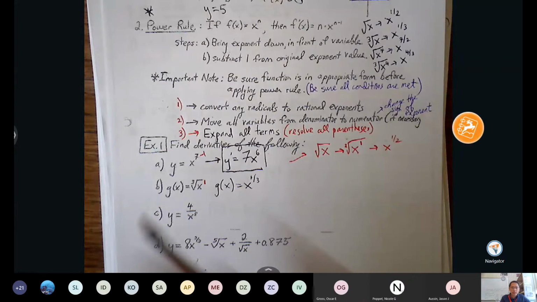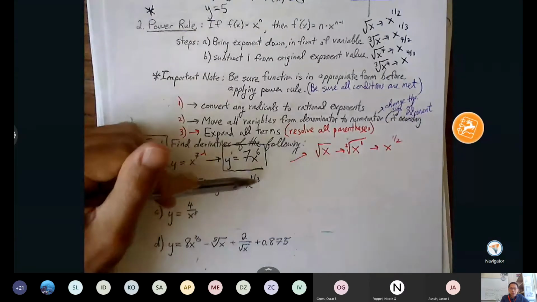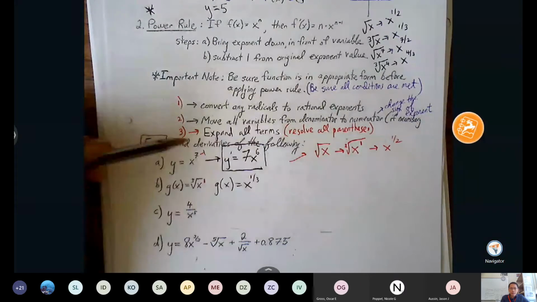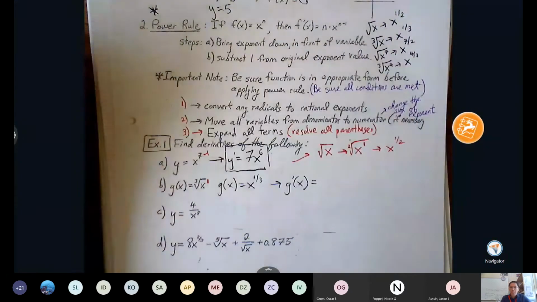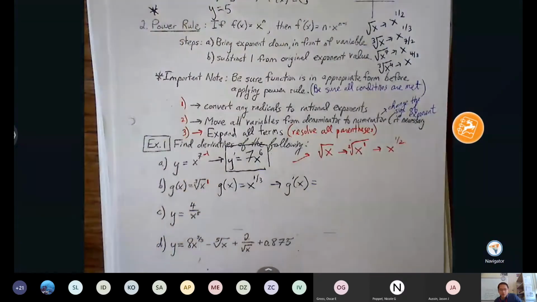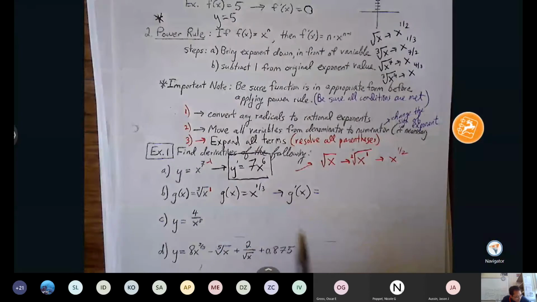Okay, so back to this problem here. Let's check the other conditions. Denominator to numerator, so there's no issues with the denominator. It looks like we're good. Expand all terms, there's no parentheses, so I think the one issue that we had, we resolved it, so now we're ready for power rule. So we apply power rule. Bring the 1/3 down in front. And now we're going to subtract 1 from the exponent, right?